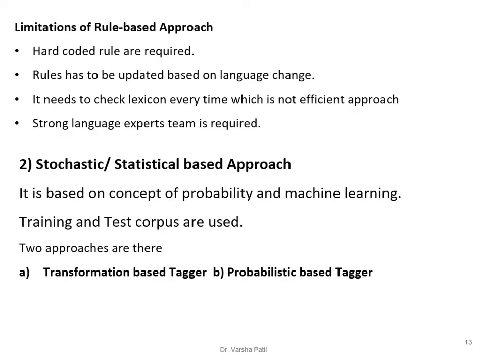The second type is the stochastic or statistical based approach. It is based on the concept of probability and machine learning. Training and test corpora are required. Two approaches are there. First is the transformation based tagger, and second is the probabilistic based tagger.